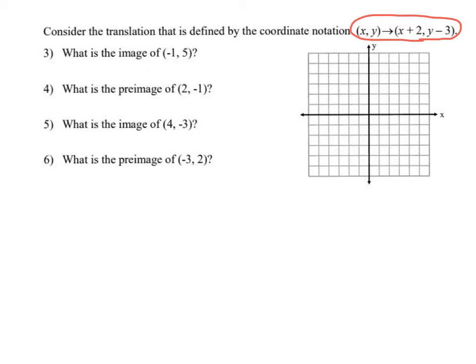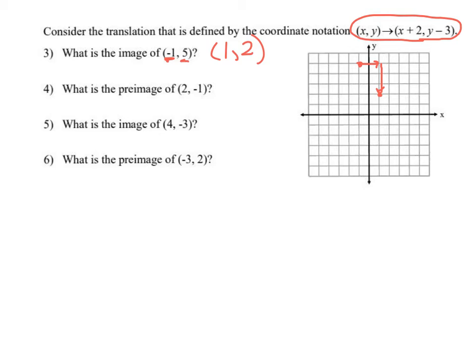So if we take a look at problem number 3, we're looking for the image of the point -1, 5. So -1, 5 would be right here. And according to the coordinate notation, we have to go right 2 and then down 3, which would put us right here. So our image point would be at 1, 2. So you can certainly do that on the graph, but another way to look at it is if the coordinate notation tells you exactly what to do. It tells you to add 2 to your x-coordinate, and when we do that we get 1, and then it says to subtract 3 from the y-coordinate. When we do that we get 2.